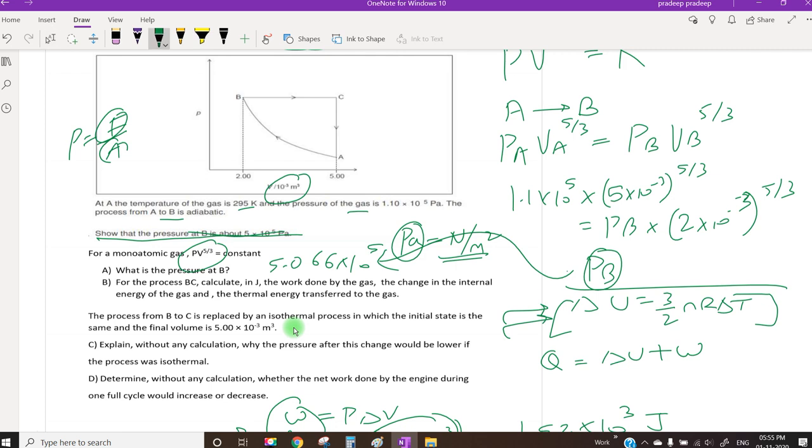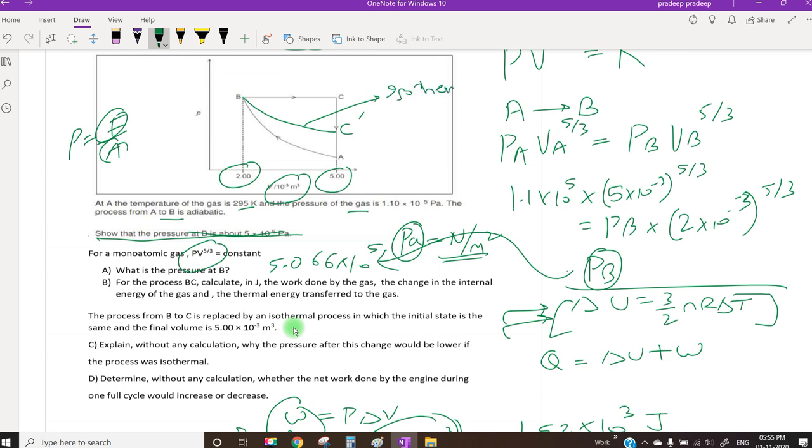For the D part, if the pressure is lower, then wouldn't the area of the enclosed portion be higher? Okay, let us check. Let's go step by step. Let me read the statement again. The process from B to C is replaced by an isothermal process in which the initial state is the same and the final volume is the same. So the initial and final volume remain the same, but the process converts to an isothermal. And we know the graph for isothermal is like this. So B to C, let's say C dash is the new C for you. This is the isothermal.